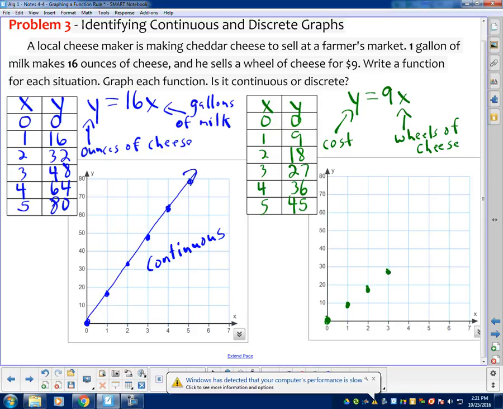4 is at 36. Well, if it's a sale, I got to do 2 for 1 because I can't cut them in half. It opens up the package, the cheese gets ruined. 5 is 45. So do not connect the dots. This is what we call a discrete graph. So finish copying that down. Discrete graph.